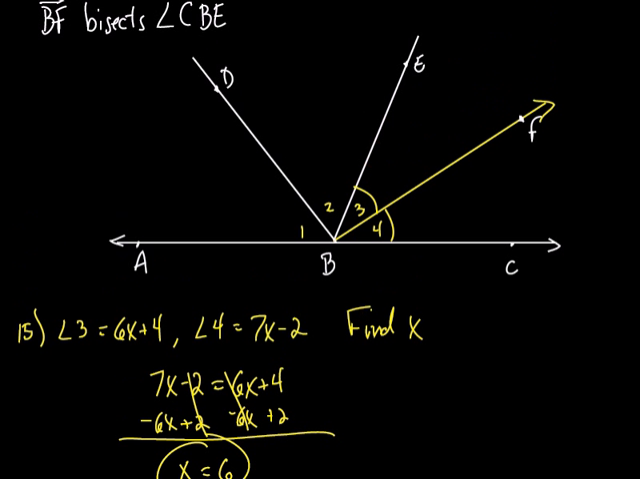I mean, they could ask you that. What would you do? What if they said find angle 3? Plug it in. That's right. Plug 6 in for x in angle 3. 6 times 6 is 36, plus 4 is what? 40. So this is 40. What would this angle 4 be equal to? That should be 40 as well. What if I asked you what angle EBC was equal to? It's 80. Everybody see that?